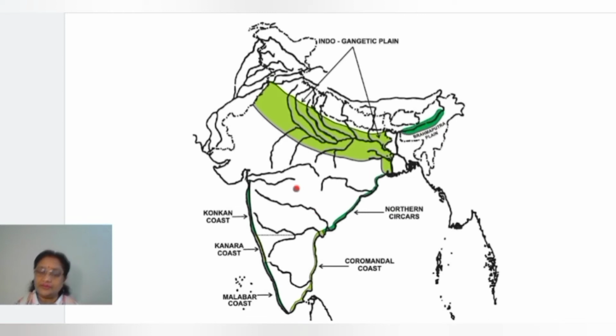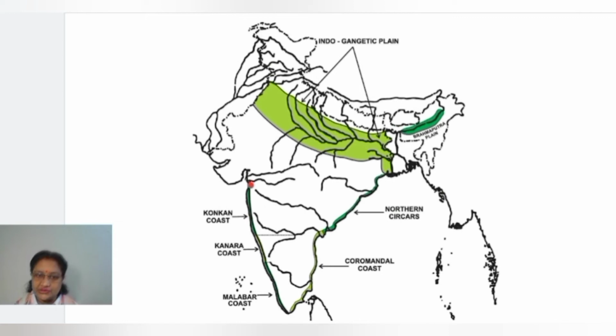Now come down to the peninsular part. In the peninsular region you will find, children, there are again a few plains you have to mark, especially the coastal plains, right? Now, what are the coastal plains, what are the different names of these coastal plains, and from where to where you have to mark, you should understand this, right? Let's take the western coast first of all. Okay, the western coastal region.